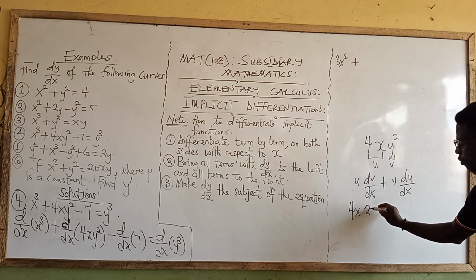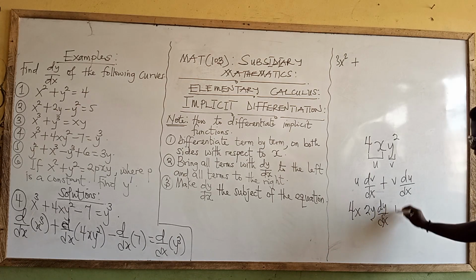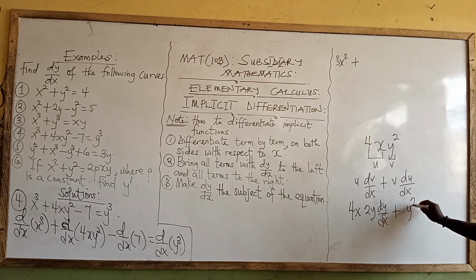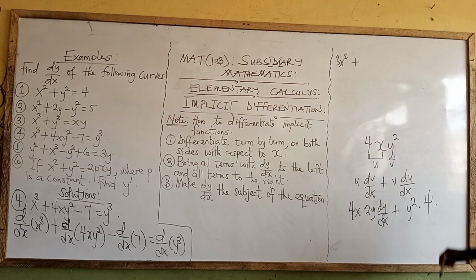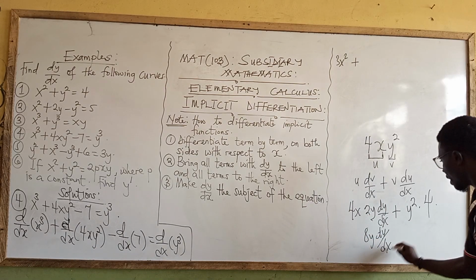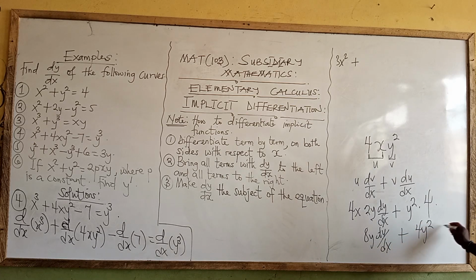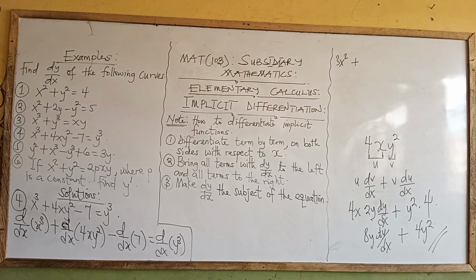X. I get my 2y dy over dx, don't forget, plus what is your v? Y squared. You differentiate u with respect to x, you get 4. So I'm differentiating this u with respect to x, I get 4. So I have 4 times 2y, which is 8y dy over dx, plus I have my 4y squared. So this is what we have to do, which is very simple and very trivial as well.